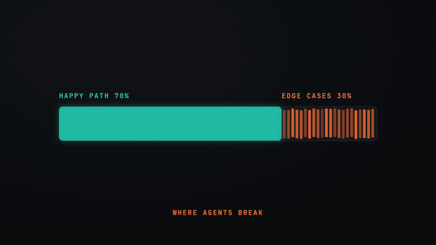Here is the thing nobody tells you when you are learning to build agents. Your demo works because you are only testing the happy path. In production, the happy path is maybe 60 to 70% of what actually happens. The other 30 to 40% is messy, real, edge case input, and that is where agents fall apart. So the real skill is not building the agent, it is designing for the part that breaks.